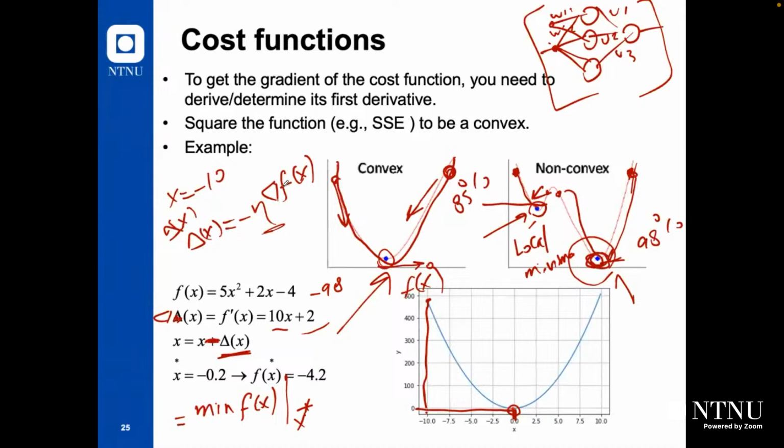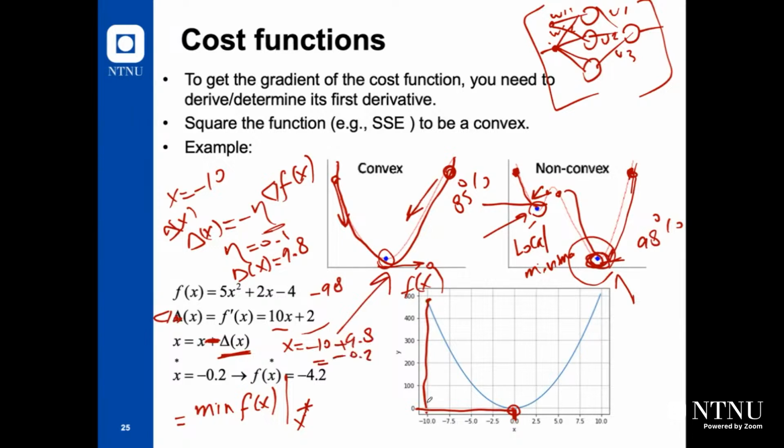Substitute this value in this function. Imagine that eta is 0.1. So delta x in this case will be minus 0.1 multiplied by this value. It will be plus 9.8, correct? Now I need to update my x. So x equals old x, which is minus 10, plus 9.8. So it will be minus 0.2.